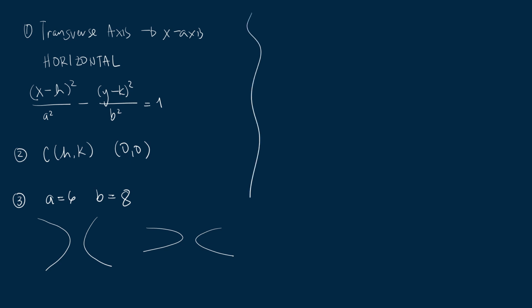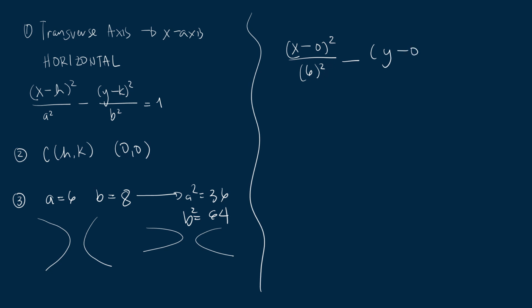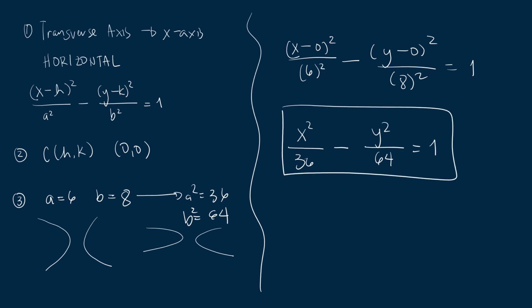So we can now write our final answer. It's in the format of x minus 0 squared over 6 squared. You can write that one, or you can write here that a squared is equal to 36 and b squared is equal to 64. So you can solve it first if you want. Y minus 0 squared over 64, right? So what is that 64? That's 8 squared is equal to 1. Your final answer would be x squared over 36 minus y squared over 64 is equal to 1. And this is your final answer.